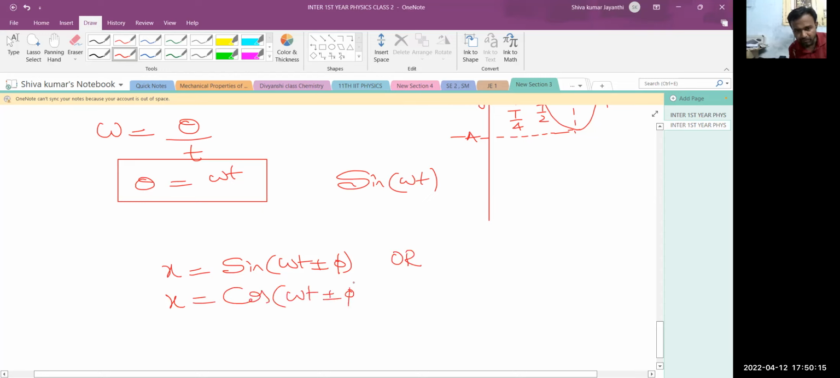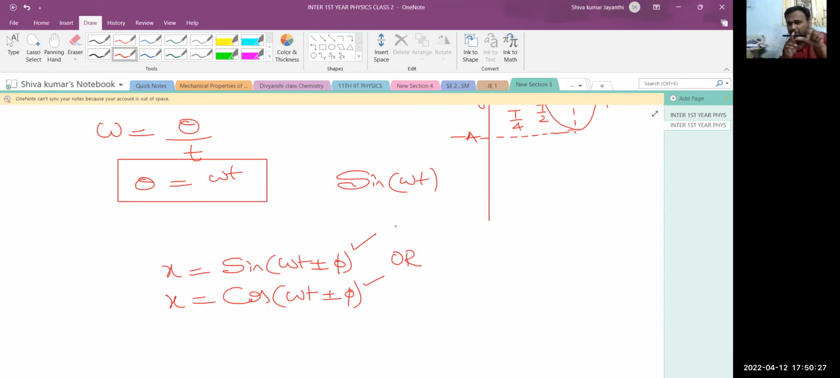Yes, sir. When is this and when is this? In our textbook, of course, they have used only cos wave. We may use sine or cos depending on where it starts from. I told you that also. If it starts only from amplitude, from extreme position, then you have to use cos wave. If you start from mean position, you have to use a sine wave.